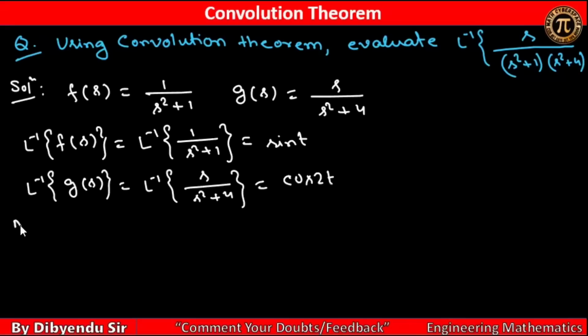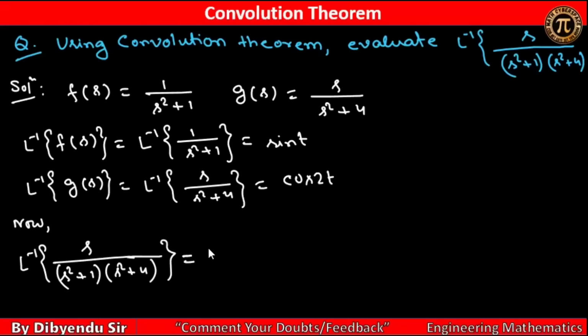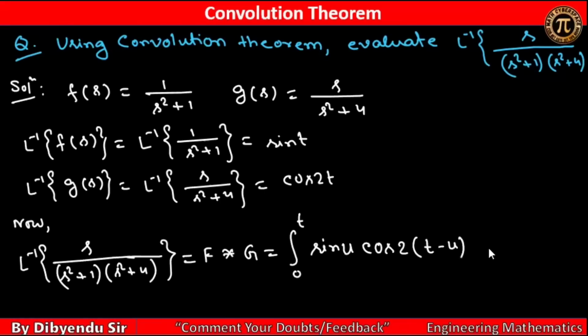Now, Laplace inverse of the product s by (s square plus 1) into (s square plus 4). Product means convolution, so f star g. This is equal to integration 0 to t, you have to apply f(u) g(t minus u). That means sine of u into cos 2 into (t minus u) du. So now integration.